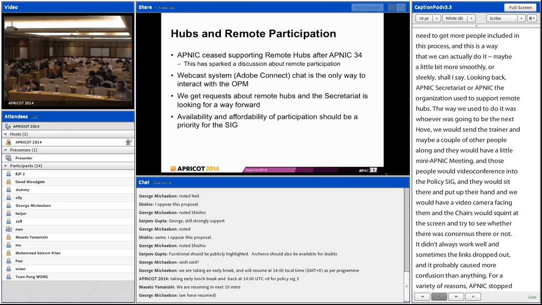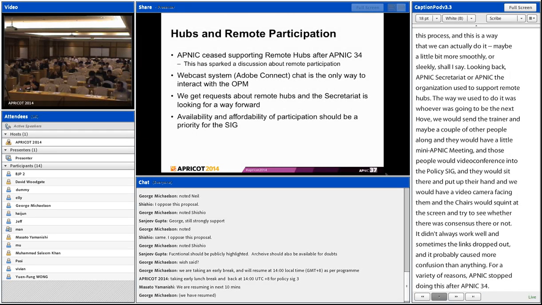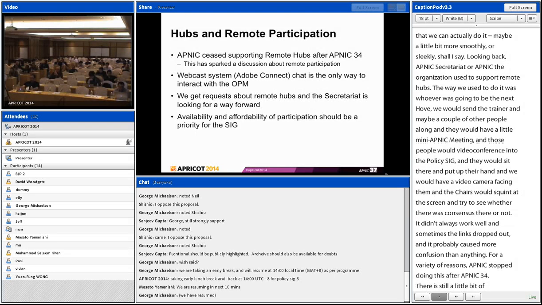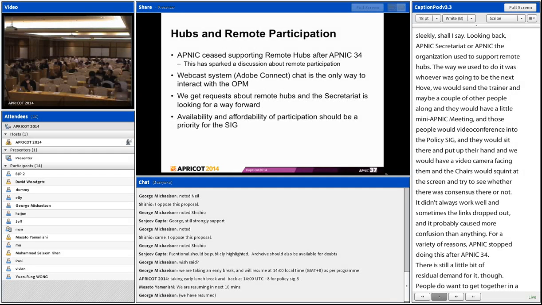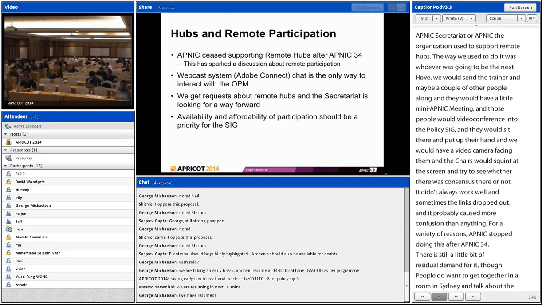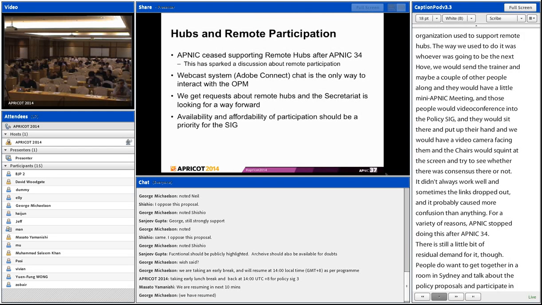There's still a little bit of residual demand for it, though. People do want to get together in a room in Sydney and talk about the policy proposals and participate in the consensus. I kind of talked about the Adobe Connect chat there. I don't need to go on about that again.